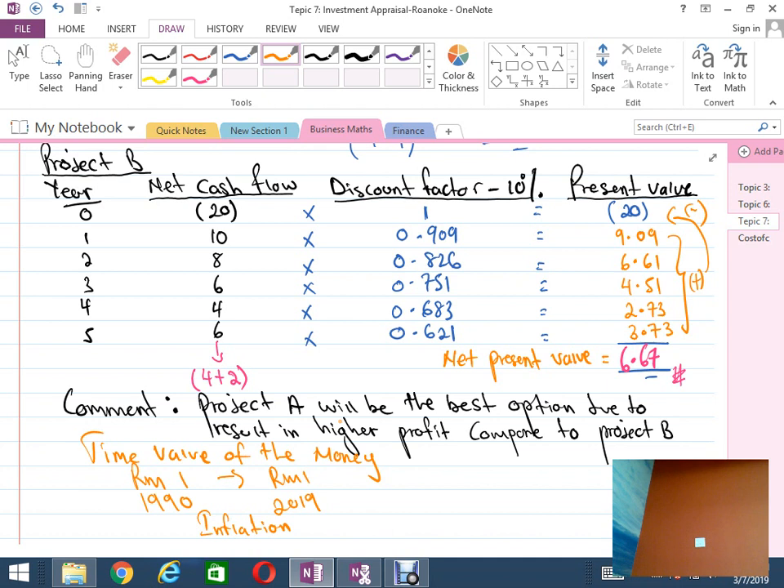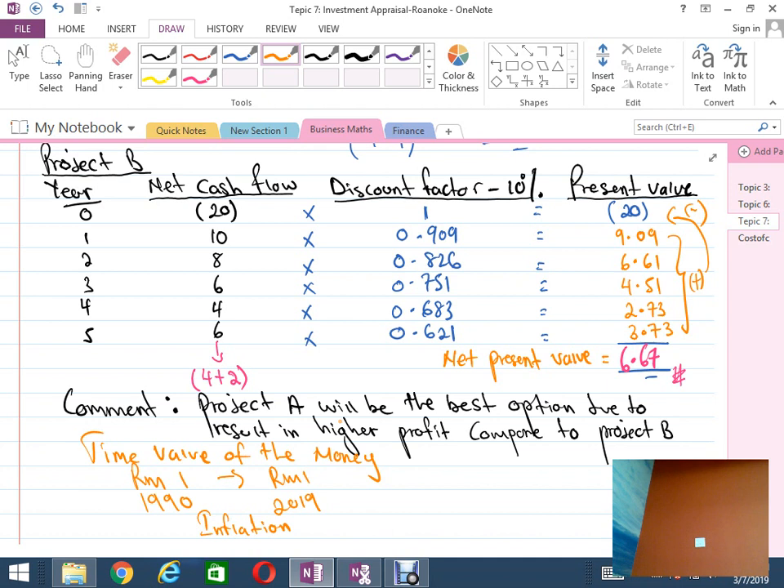How much you get? 0.952. For 10%, what do you get just now? For year 1, 0.909. It's going higher or lower? It's going higher. If it goes higher, you will get a positive answer or negative answer? You will get a positive answer. Am I right? It will go more positive.